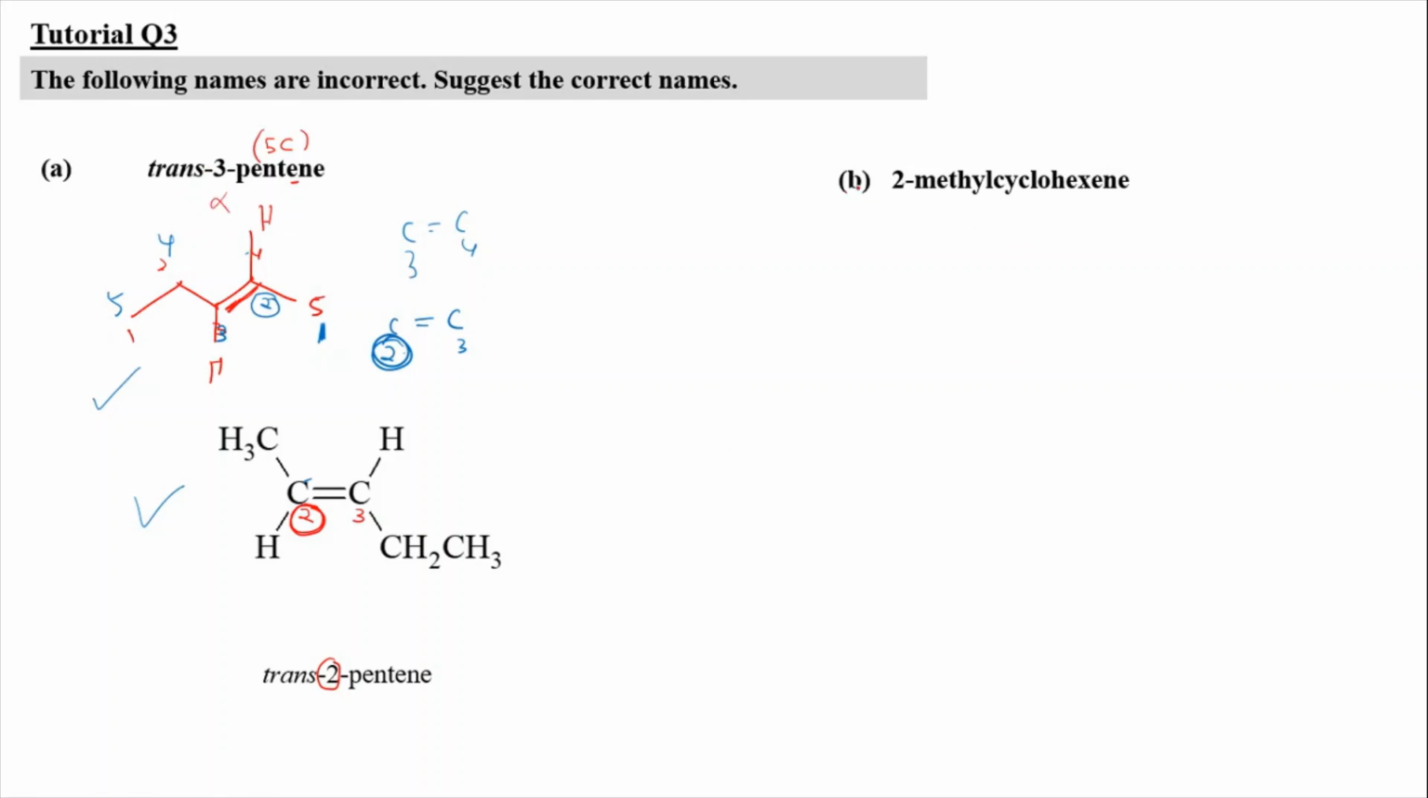Now we're going to do B, which is 2-methylcyclohexene. So the parent chain is going to be cyclohexene, which has 6 carbons, and one of the bonds is going to be a double bond. The double bond is going to be labeled as 1 and 2, and then the methyl is attached at carbon number 2, which is CH3 here.